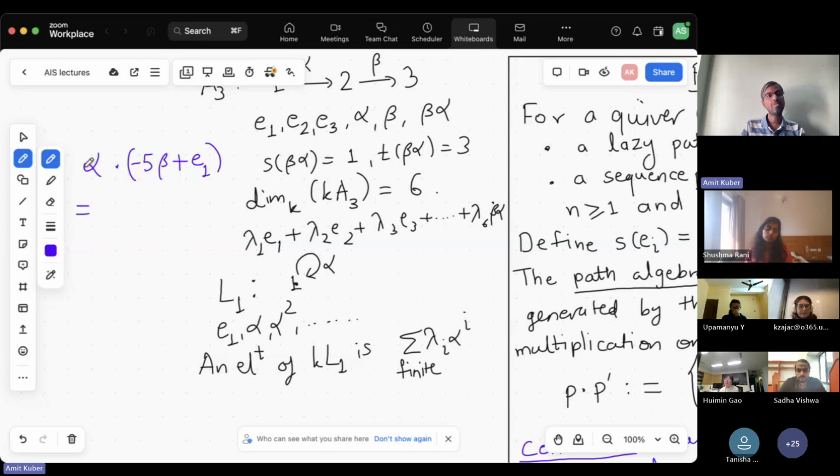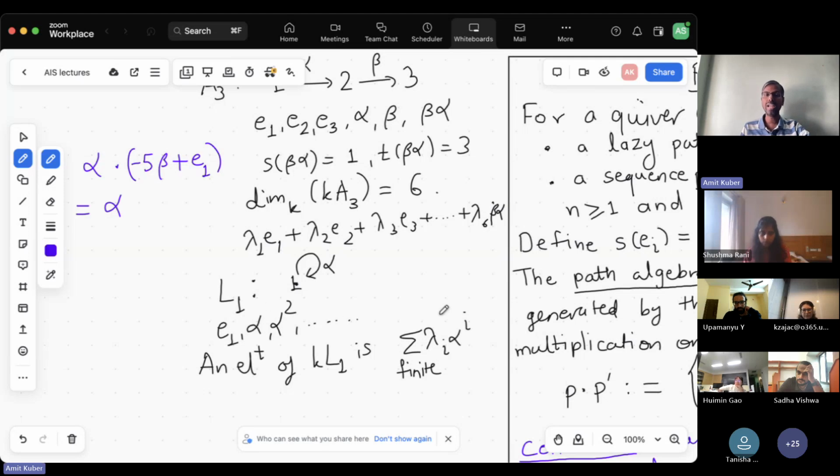So minus 5 will come out. So alpha times beta, is it 0 or non-zero? It is 0. And the second one, however, will remain because alpha times E1 is taken to be just alpha. So therefore, the final result is alpha.